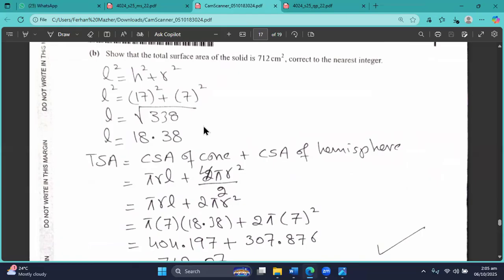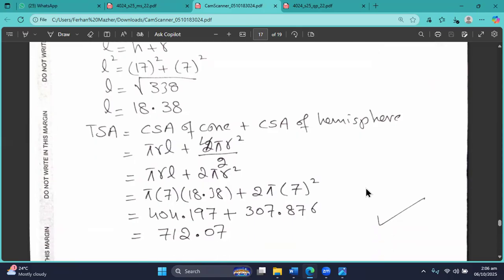Now I can find the total surface area. In the total surface area, we have the curved walls of the cone and the curved surface of the hemisphere. The curved surface area of the cone is pi RL, and the curved surface area of the hemisphere is 4 pi r square divided by 2. So pi RL plus 2 pi r square. Just put the value of the R and the value of the slant height. So when you do this, you get this answer.